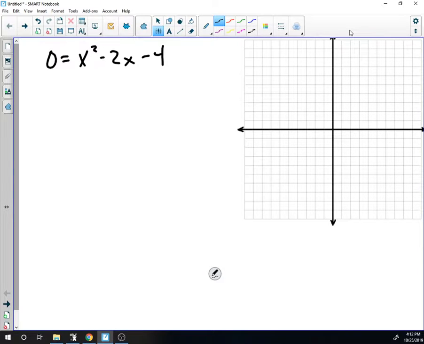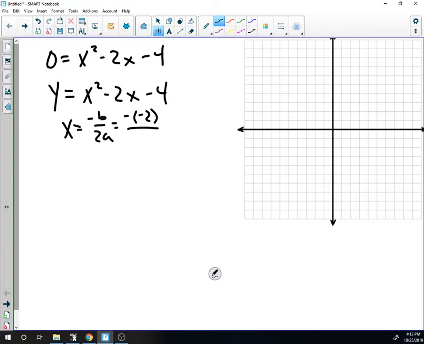The first thing I'm going to do is rewrite this as y is equal to x squared minus 2x minus 4. I'm going to graph it with a table. So I'm going to find the axis of symmetry. That's x equal to negative b over 2a, equal to negative negative 2 over 2 times 1. Again, that is equal to 1. So that's my axis of symmetry.